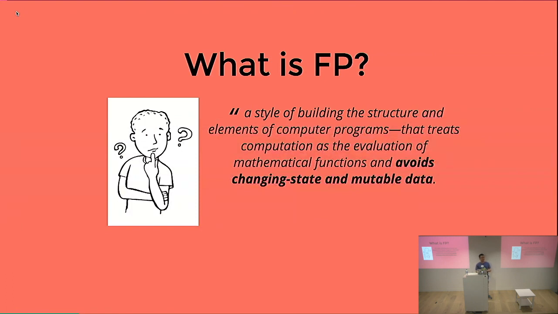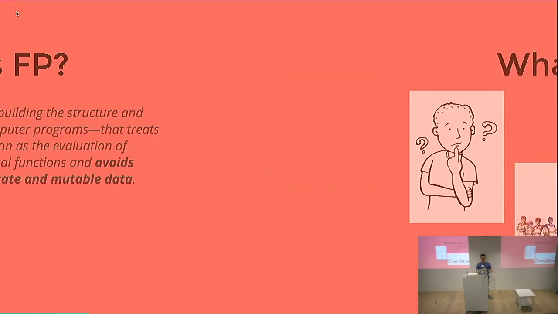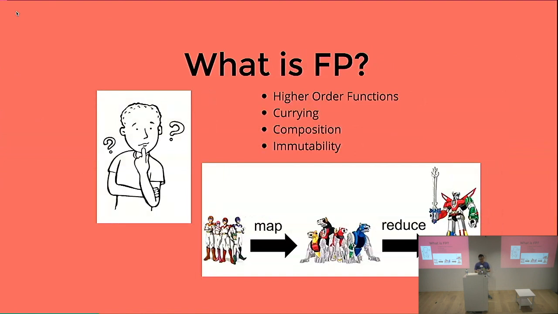So before telling more about my story of functional programming, what is functional programming in the first place? When I Googled Wikipedia, it says that it's a style of building the structure and elements of computer programs that treats computation as the evaluation of mathematical functions, and the key point is it avoids changing state and mutable data. Okay, that's cool. What else? Talking to a lot of functional guru monks, they're telling me, oh, functional programming is about higher-order functions, currying, composition, immutability, and they even show me a picture of Fortran. So I was like, oh, that sounds pretty cool. I'm in.